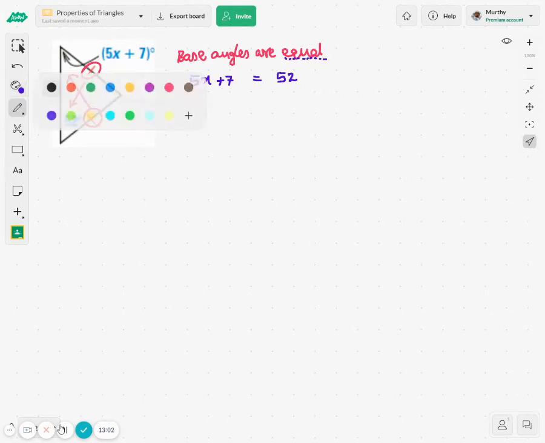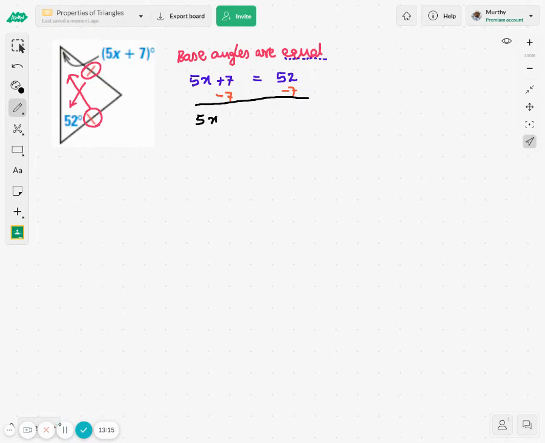So here onwards we are going to use simple algebra, like take away 7 on both the sides. Once you take away 7 on both the sides, 5x equals 52 minus 7, that gives you 45. How to eliminate 5? The inverse operation of multiplication is division. So after the cancellation, you get that the value of x equals 9.